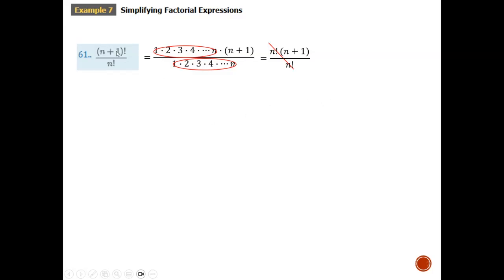Maybe just expand them, write it out to see what they are, and then cancel anything that's the same. So again, on top we have an n factorial times an extra n plus 1, but on the bottom was n factorial. It all cancels out, and so this simplifies to just n plus 1. It'd be similar with an n minus 1. You would just go 1 less than where n was.